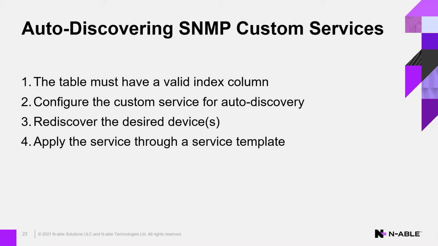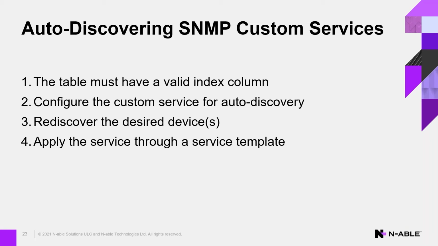To auto-discover a brand new service, there's a few things you need to do. One, the table should discover, so basically the list, I guess, must have a valid index column. Without it, it's not going to work. You need to configure the custom service for auto discovery. I'll show you that. You also need to rediscover the device. That sounds annoying, but that's just the way it works. Once you create a service, any future discovery will include that service, but any device discovered before wouldn't know, for obvious reasons. Finally, you need to apply the service through a template so that it auto applies whatever instances there are.